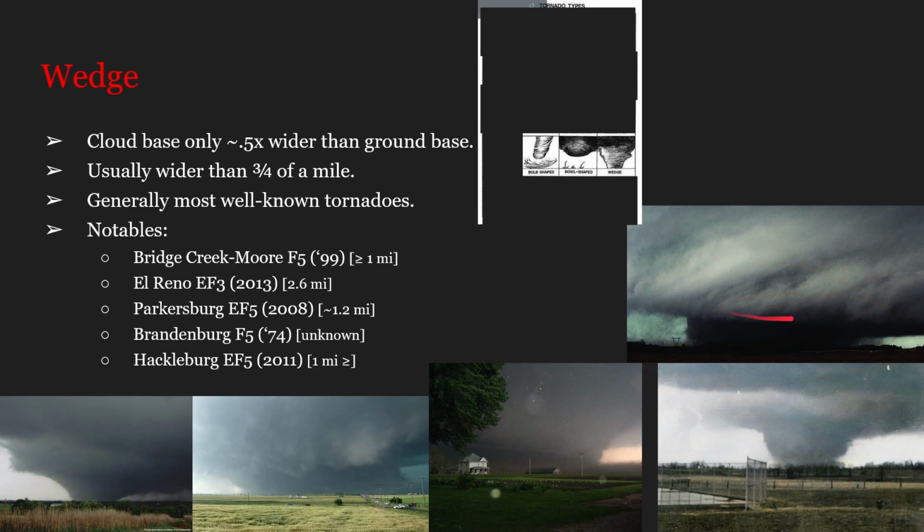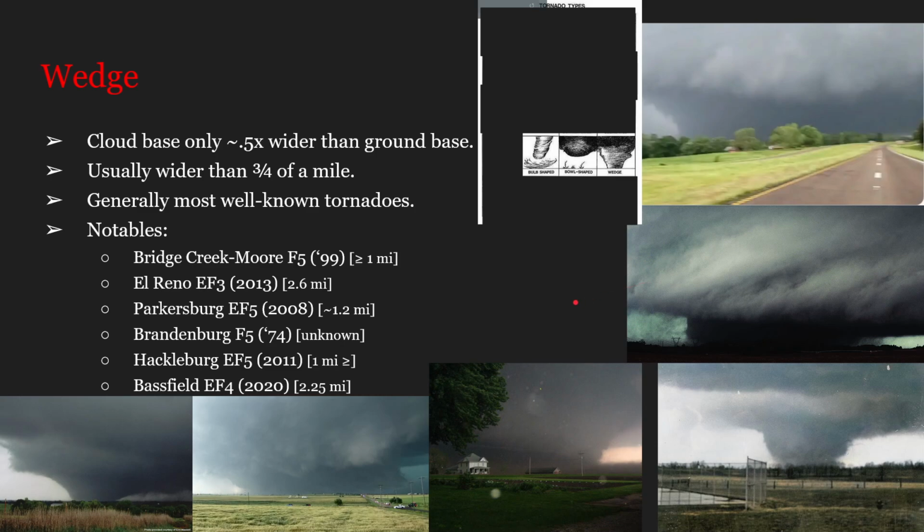The title for the scariest tornado image I've ever seen would go to the Hackleburg, Mississippi EF5 from the 2011 super outbreak. A very wide cylinder here is seen at more than 1 mile wide. Next up, and our last one here to talk about, is the Bassfield, Mississippi EF4. Seen here in this photo just west of the town of Seminary, Mississippi, this tornado reached 2.25 miles wide.